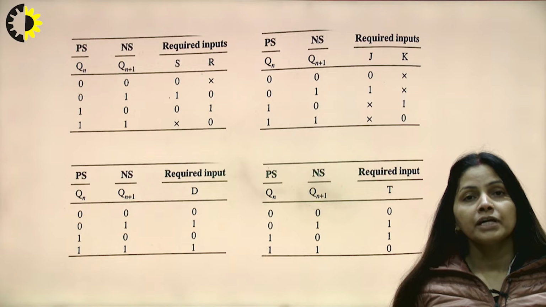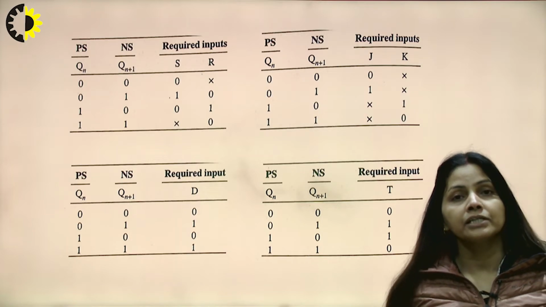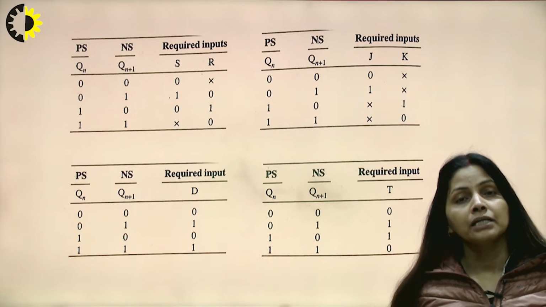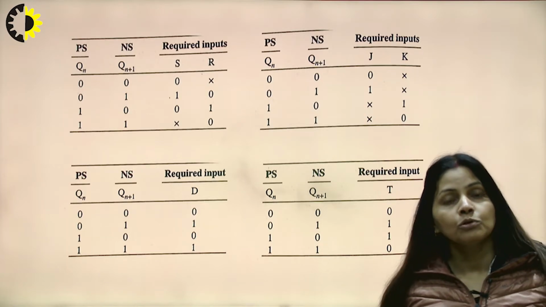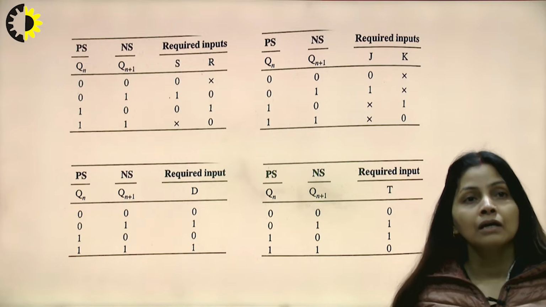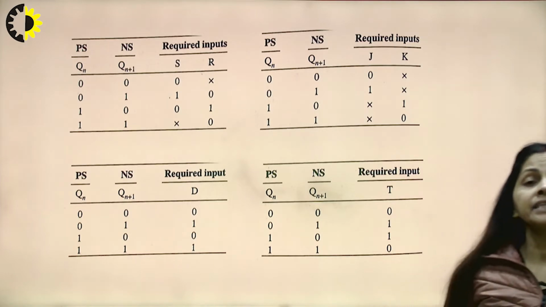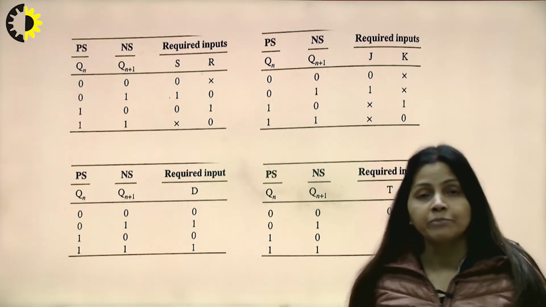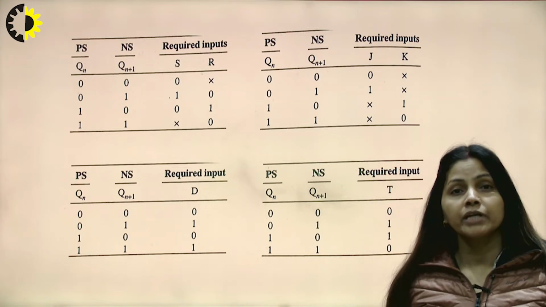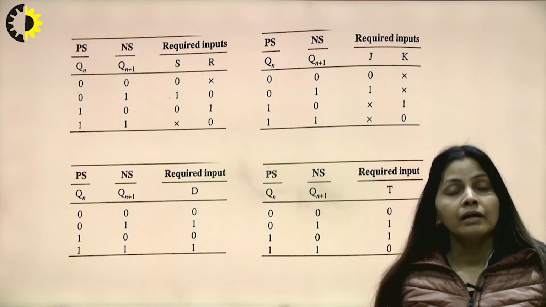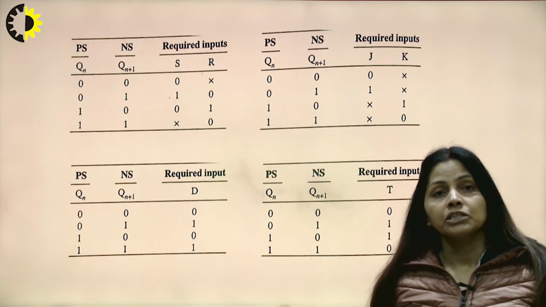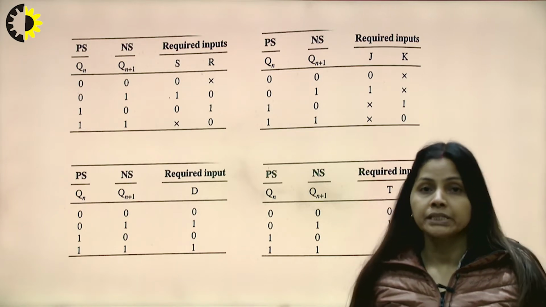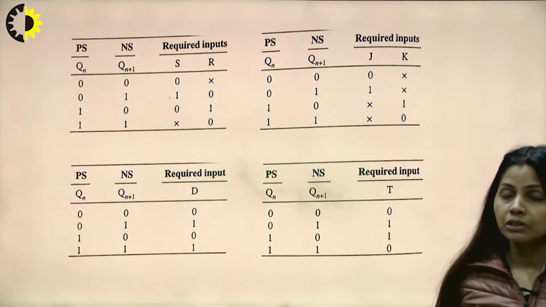So we have already understood the characteristic table, how to write the characteristic table for the flip-flops. Now we will understand how to write the excitation table for all the types of flip-flops. So we are having 4 types of flip-flop: SR, JK, D and T. Now we will understand the excitation table and then we will move to the designing of the synchronous counter.